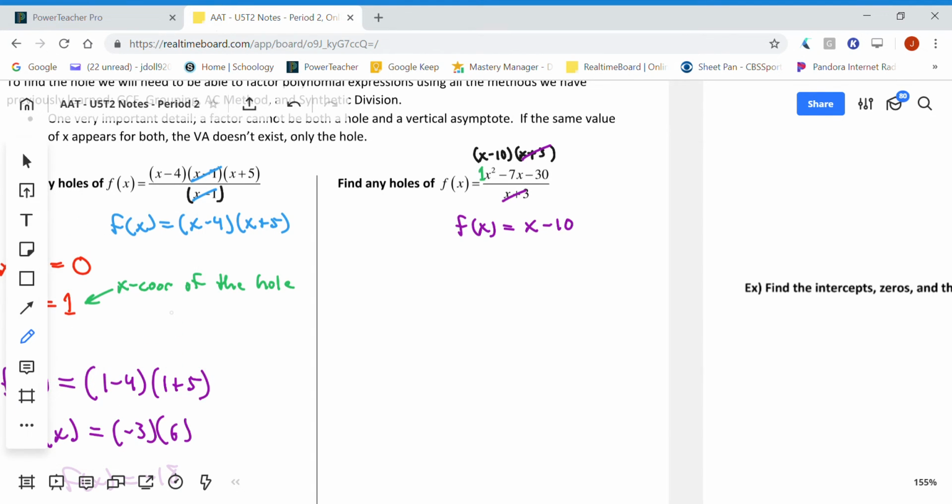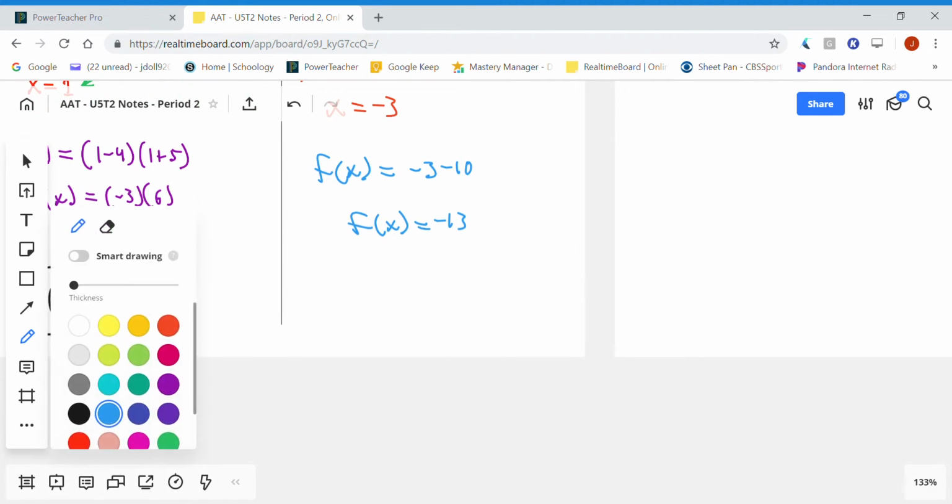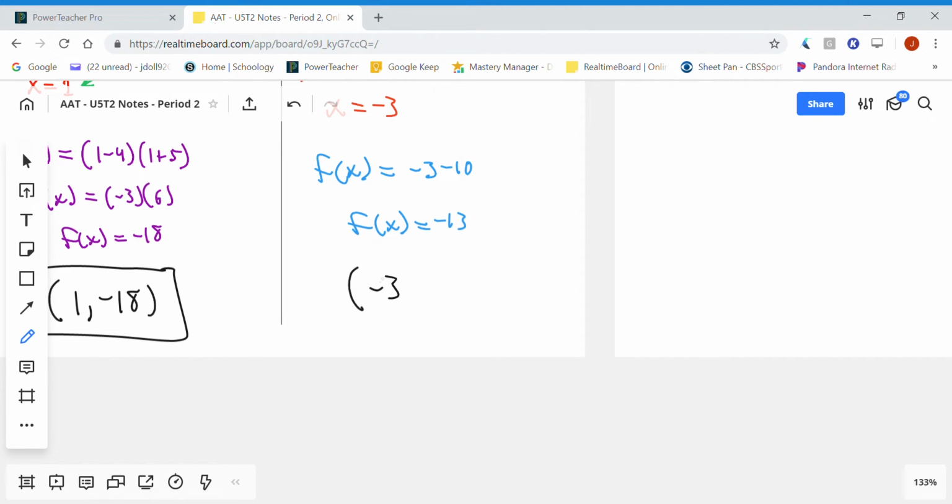So let's go through, and now we can do the same thing we did before. We take our canceled binomial, set it equal to 0, and I get x equals negative 3. So that is the x coordinate of my hole. And then I'm going to come back again to the simplified function here. One, it makes your life easier. Two, if you plug it back into the original, it's going to cause the denominator to be 0, which would cause the whole thing to be undefined. So I'm going to take negative 3 minus 10, and we're going to see f of x equals negative 13. So then my hole would be negative 3, negative 13.